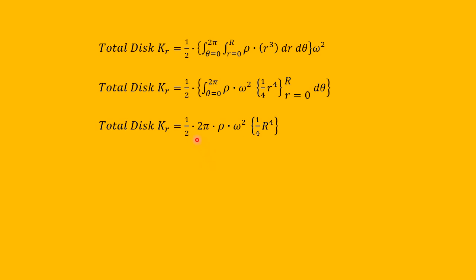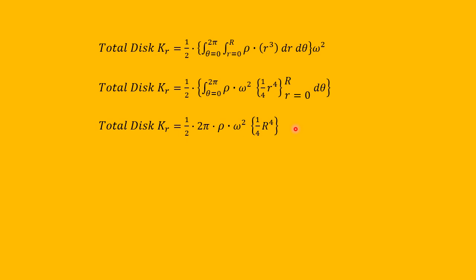So let's see what we can get here. If we look at this factor right here, that's just 1/4 R to the 4th minus 1/4 0 to the 4th. So that gives us 1/4 capital R to the 4th. We also get these constant factors, and integrating theta from 0 to 2 pi of all of this stuff, which is basically a constant as far as the variable theta is concerned, gives us this factor of 2 pi. So we get 1/2, and then this integral gives us the factor of 2 pi, and then we have this stuff here. And so the total disk kinetic energy is equal to this.